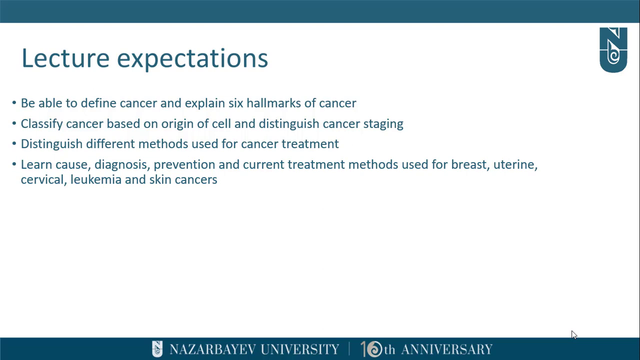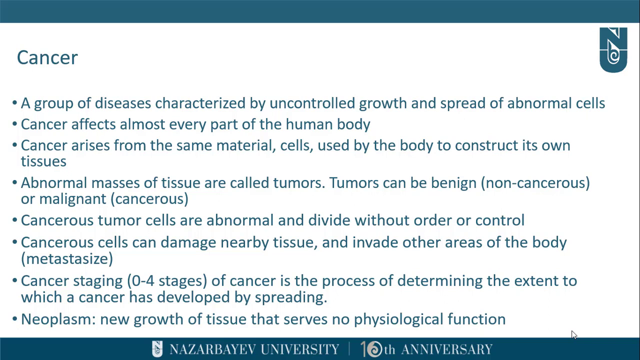So we expect from you that you can clearly define cancer and explain the hallmarks of cancer that we're going to cover. Also, you should be able to categorize cancer based on the origin of cell and also distinguish cancer staging. You need to understand different treatment methods and different types of differential diagnosing, specifically for breast, uterine, cervical, and skin cancer.